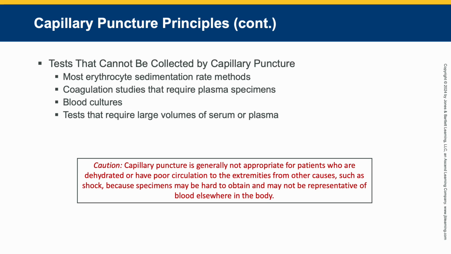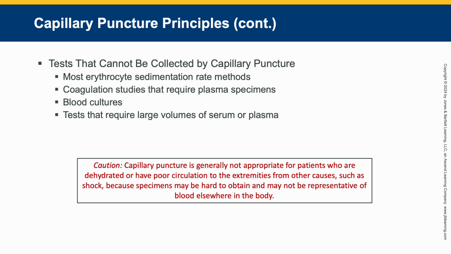Tests that cannot be collected by capillary puncture. Most tests today can be done on little bitty small quantities of blood, and lots of different devices make this work, but occasionally you'll have some that cannot be done this way. These include most erythrocyte sedimentation methods, which we call ESRs. The ESR test is done on a whole blood sample, like a purple top, and they allow the blood cells to settle, and in this case, you need a large amount of blood for this to work.